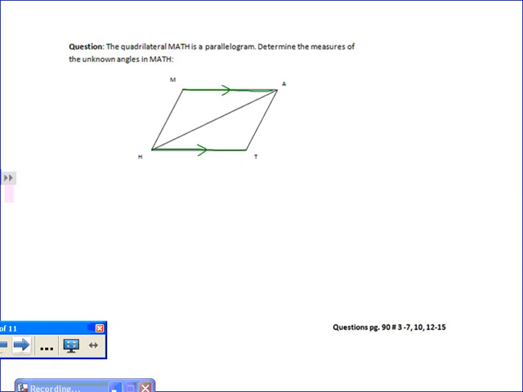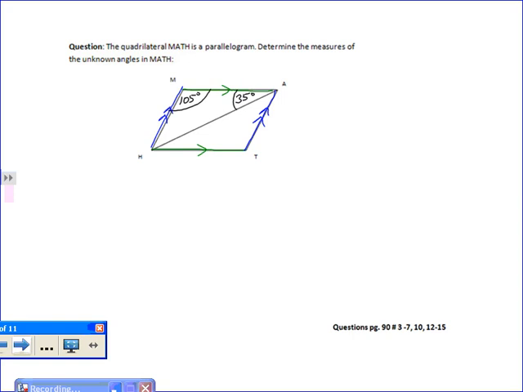And I also know that we have another set of parallel lines, so from M to H, that's parallel to the line AT. So we have two sets of parallel lines here. If we were given two angles of this parallelogram or quadrilateral, if I was given angle M and I was told that it was 105 degrees, and I'm also told that this angle MAH is equal to 35 degrees, could we determine the remaining unknown angles?